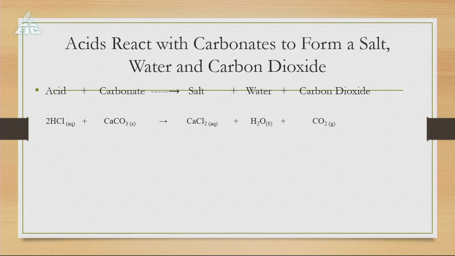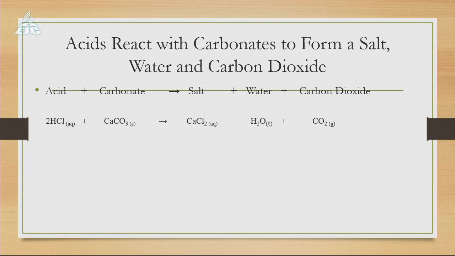All right. The example we have here is HCl. What's the name of that acid? Very good. Hydrochloric acid. And a carbonate, notice the CO3 there, calcium carbonate, will come together to form a salt, water, and carbon dioxide. The name of the salt? Calcium chloride, water, and the CO2. Very good. Can we look at another example?